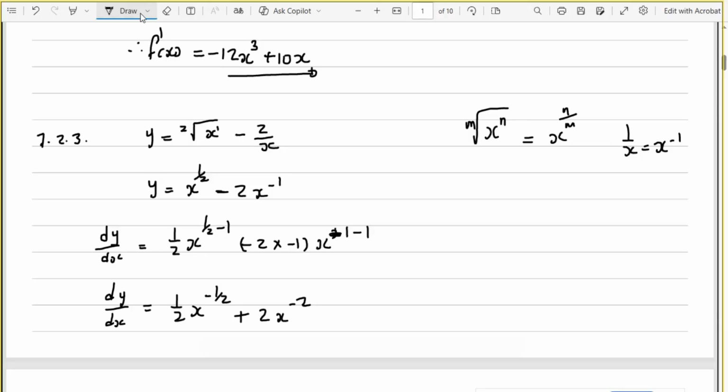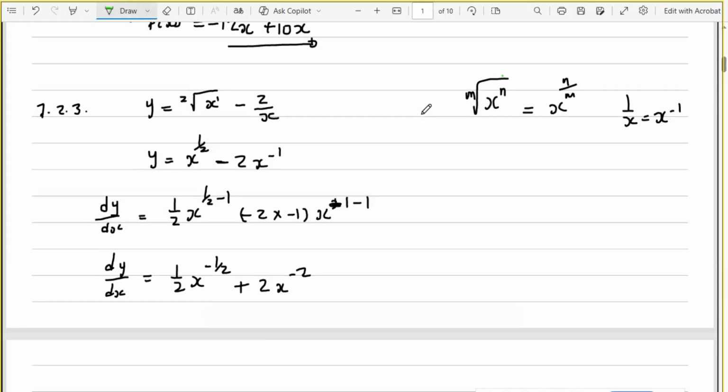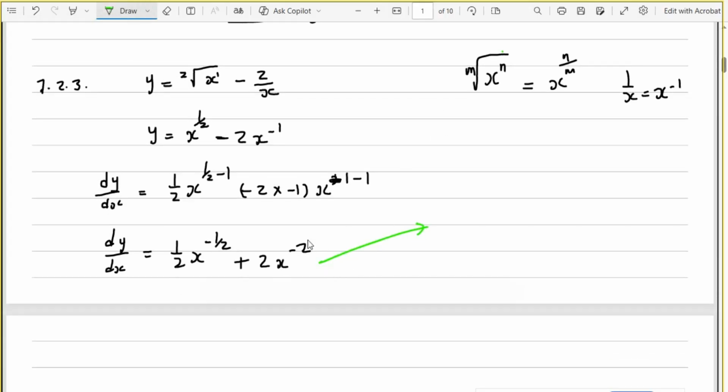Okay, so you can leave your answer like this, or you can put your answer in positive exponents, or if you want to bring back the fraction, it's up to you. So you can simplify this further and say this is the same as 1 over 2 divided by x to the power 1 over 2, and then plus 2 divided by x squared. You can also put in the fraction and say this is 1 over 2 root x, and so on, plus 2 over x squared. You understand? Okay, sir. So it's up to you what you want to do about that.